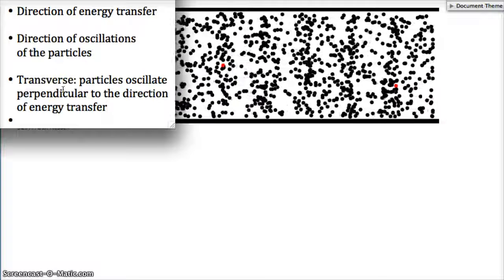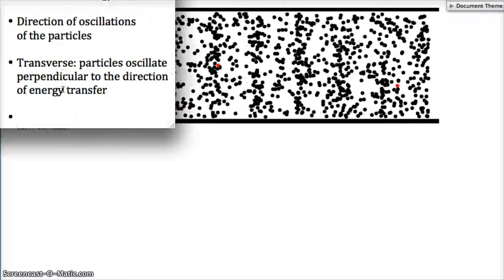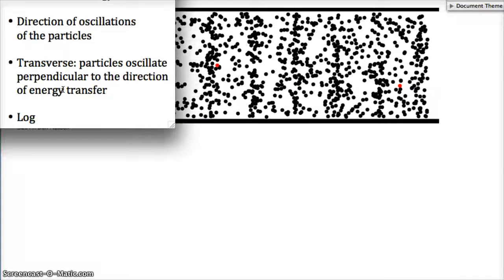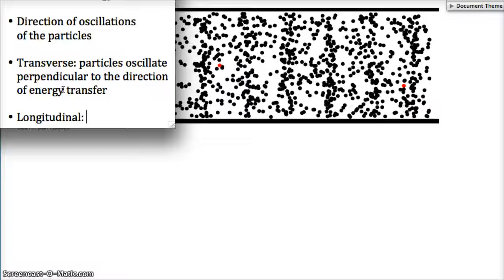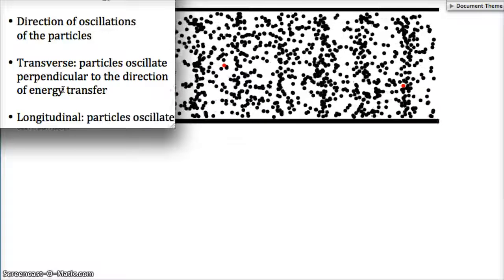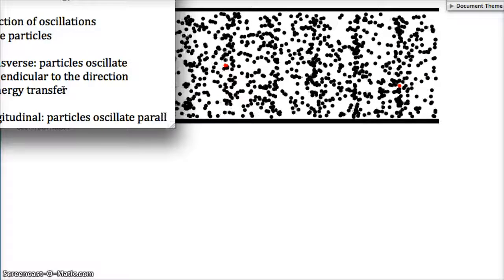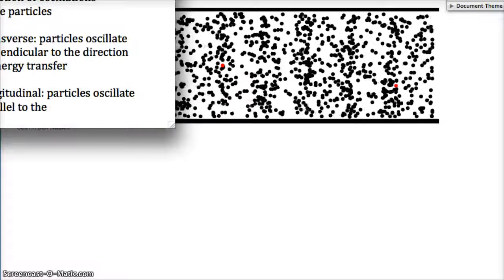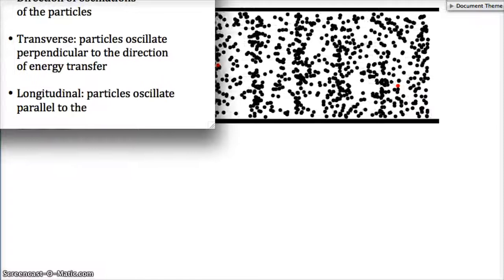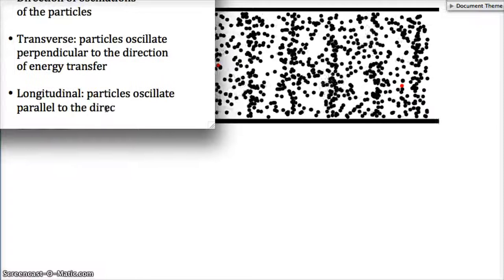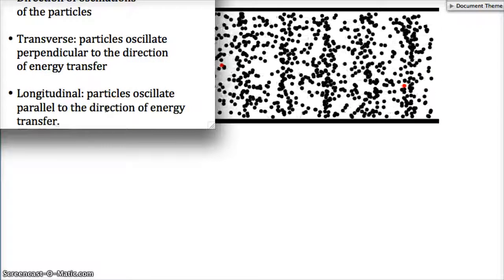So the particle is oscillating left-right. That's parallel to the rightward motion of the wave, parallel to the direction of energy transfer. So this is called a longitudinal wave. Longitudinal is where particles oscillate parallel to the direction of energy transfer.